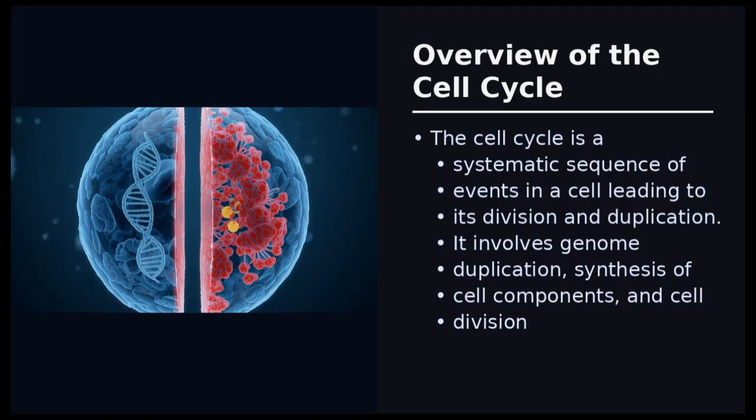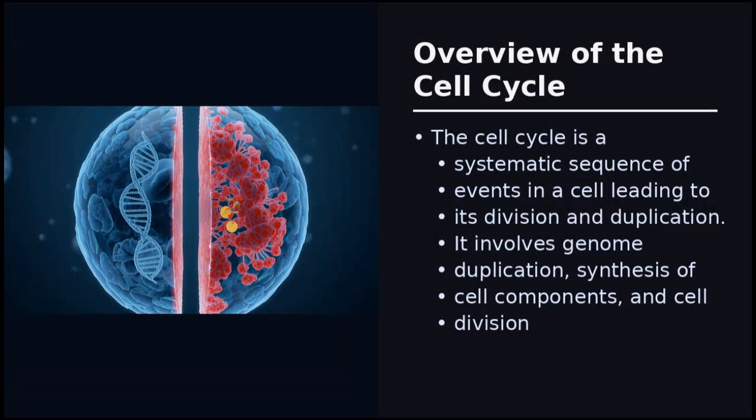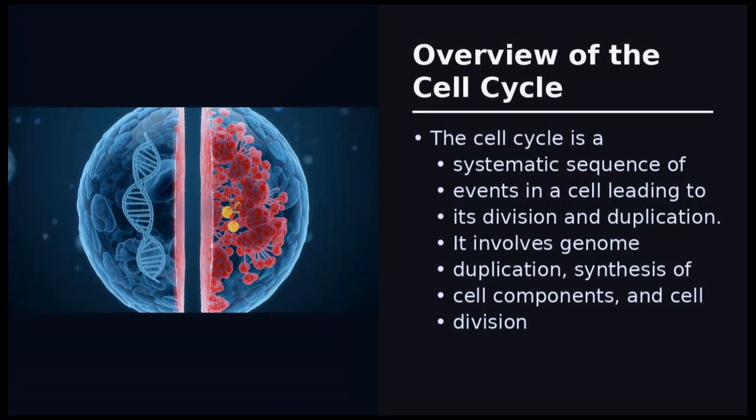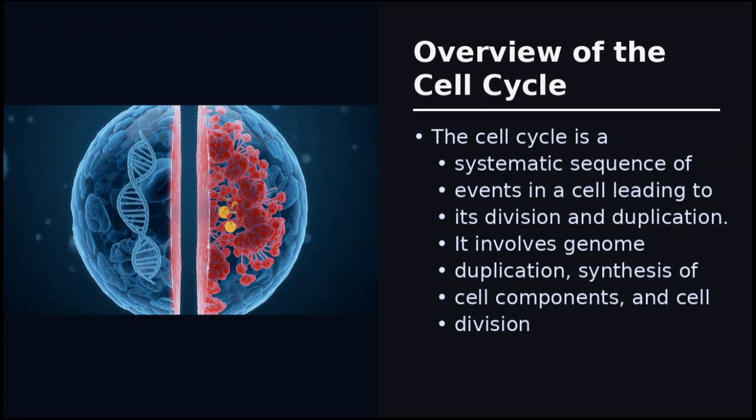Overview of the cell cycle. The cell cycle is a systematic sequence of events in a cell leading to its division and duplication. It involves genome duplication, synthesis of cell components, and cell division.